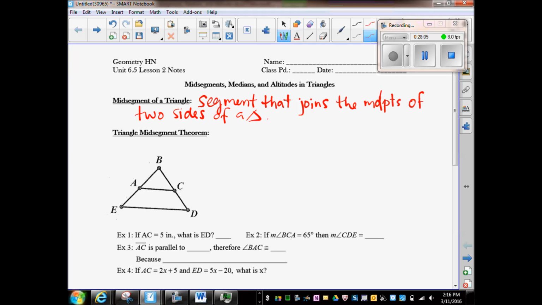Alright, so then what does our theorem tell us? What do we know about that midsegment? It's parallel to the bottom, and we know one other thing. It's half of the bottom. Good. It's one half of that third side. So the midsegment is parallel to the third side.